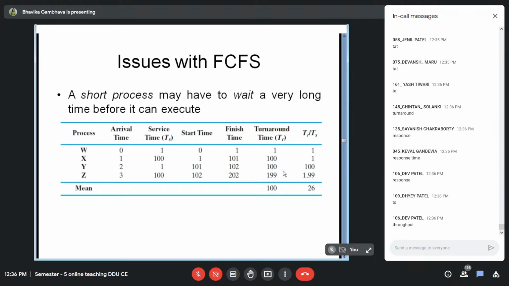What is throughput? Throughput is how many processes are completed in unit time. That should be maximized. So if you can complete more processes quickly, your throughput will increase. Then which is the other parameter which we want to have a larger value?